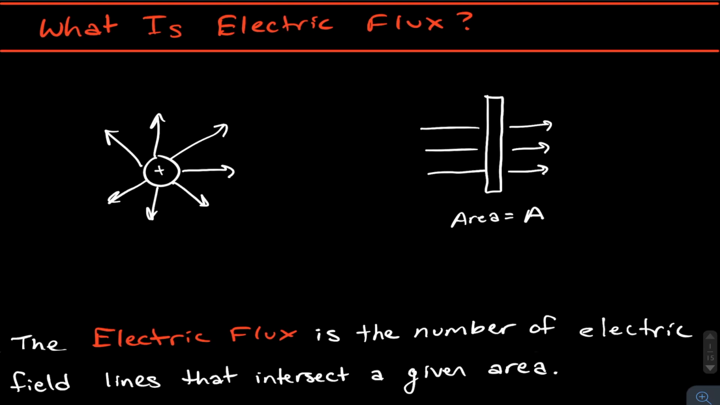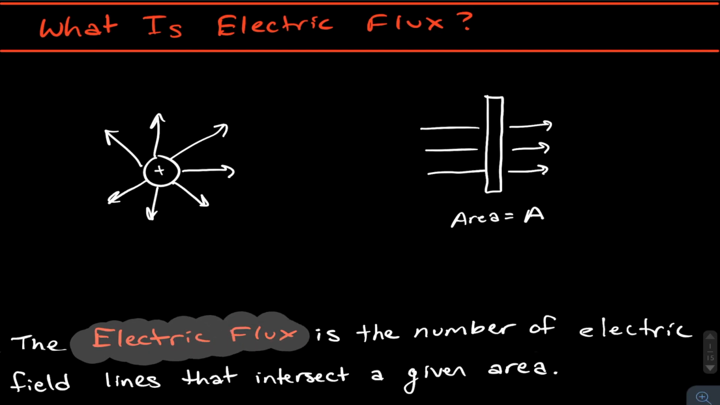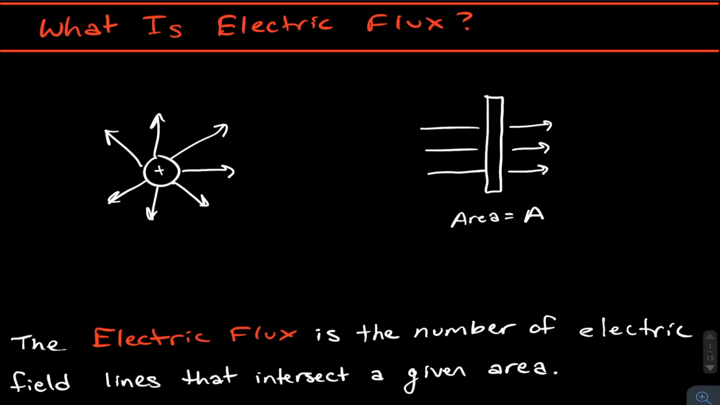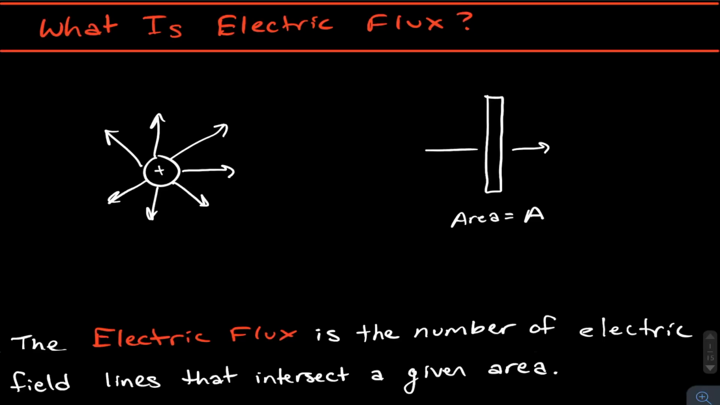Now, the electric flux is the number of electric field lines that intersect a given area. So for that area, if we don't have as many field lines, let's say we only have one going through that area, our electric flux is going to decrease, because there's not as many field lines going through that given area. If you understand electric field and the diagram here, then you can easily understand electric flux. We're going to be dealing a lot with that in this video, so it's good to definitely understand what electric flux actually is. So that's electric flux.